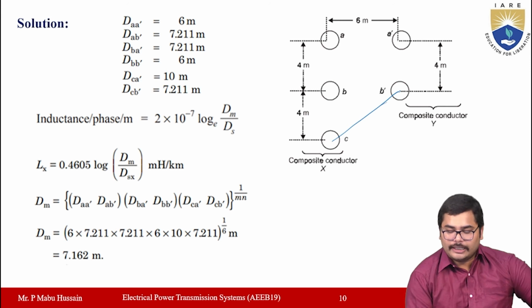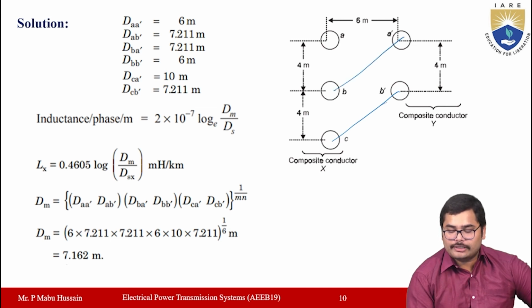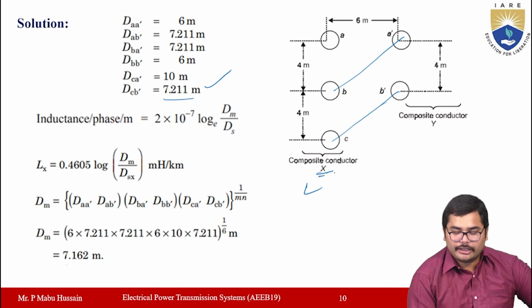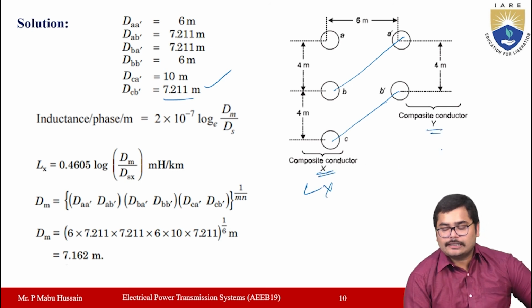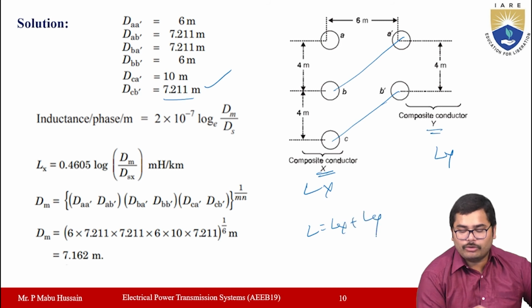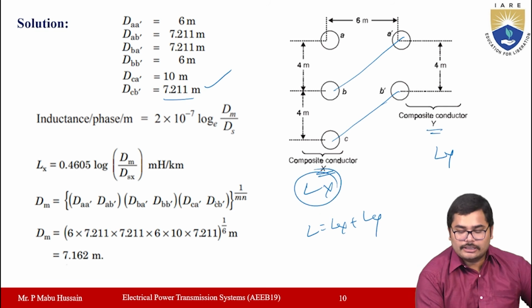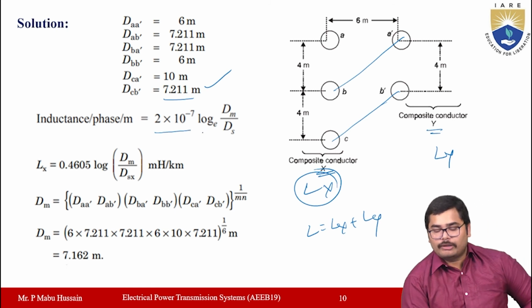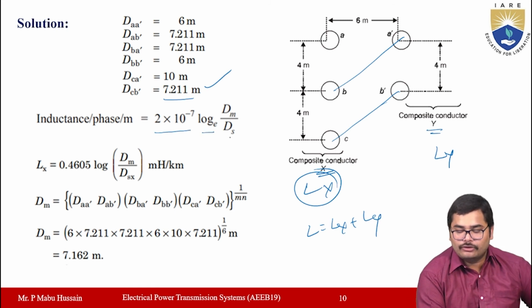Okay, so now the inductance of X and Y phases will be LX and LY, and total inductance will be LX plus LY here. Okay, so now how can you determine this LX value? LX and LY are the per phase inductances. So that value will be equal to 2 into 10 power minus 7 ln dm by ds. This value is for each phase, the inductance per phase per meter, only for 1 meter. So that means this value is henries per 1 meter.